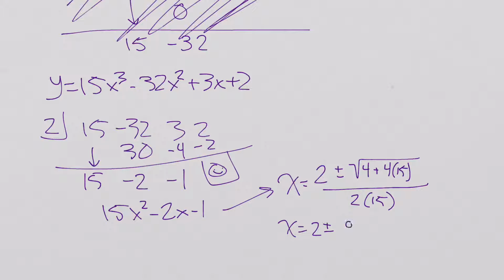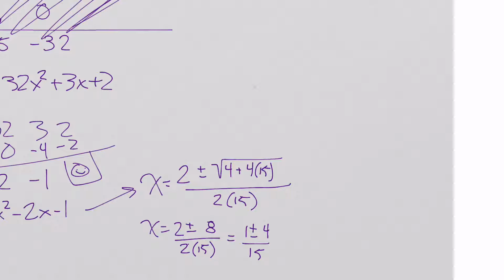So what I really have is 2 plus or minus 8 over 2 times 15, which is 30, but let's leave it as 2 times 15, because then I can say 1 plus or minus 4 over 15. So I'll get my two solutions, one at 5 over 15, which is really just 1 over 3, and another at 1 minus 4. Well, 1 minus 4 is going to get me negative 3, so another solution would be negative 3 fifteenths, which is really just negative 1/5. So now I know all of my solutions.